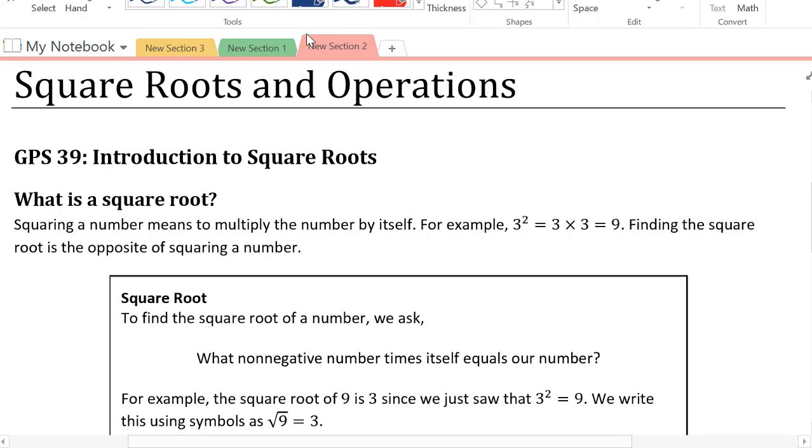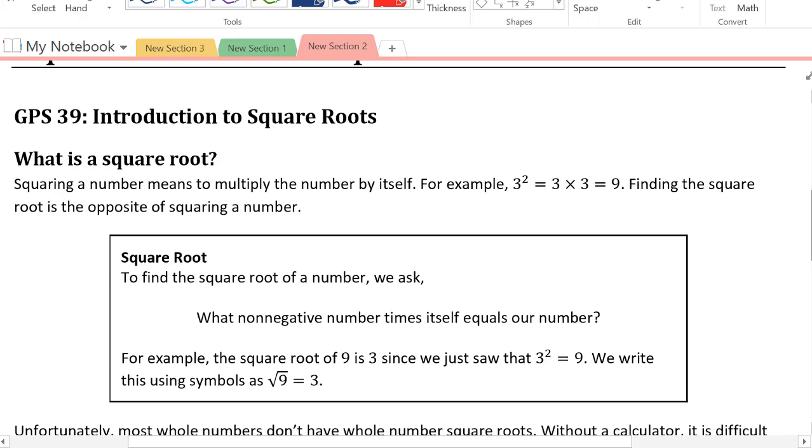Hello, class. In this GPS, we're going to look at 39, which is Introduction to Square Roots. So let's take a look at what it means to take a square root.